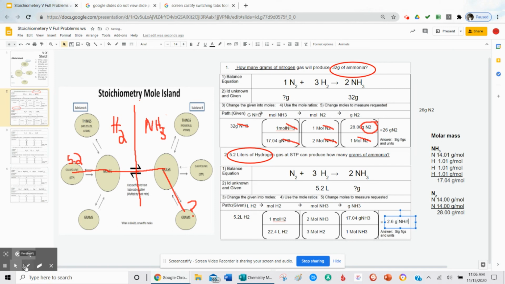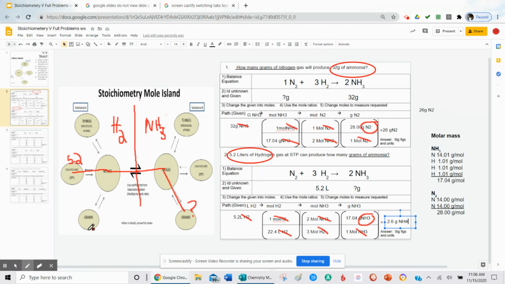So let's just double check we did that right. My liters of hydrogen gas got canceled. That's good. My moles of hydrogen gas got canceled. That's good. My moles of ammonia gas got canceled. That's good. And I'm left with grams of ammonia gas, and that is calculated by multiplying by the top, dividing by the bottom. You should hit equals between every single step. That will take care of any calculator problems you may have.